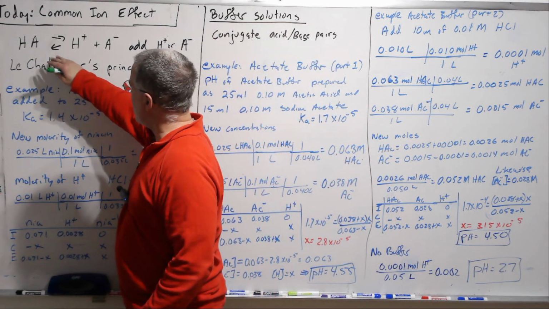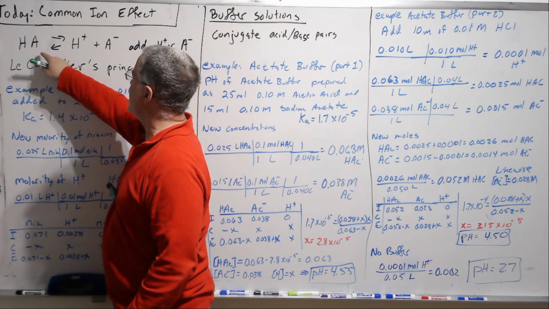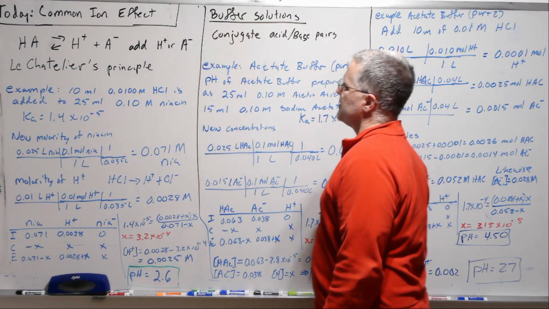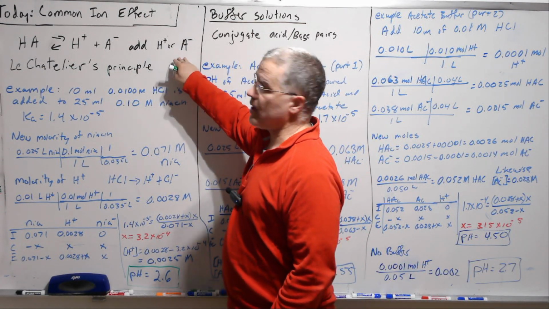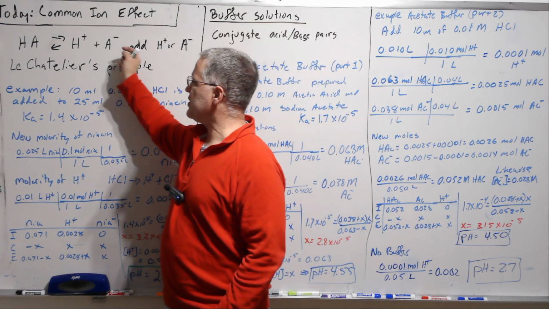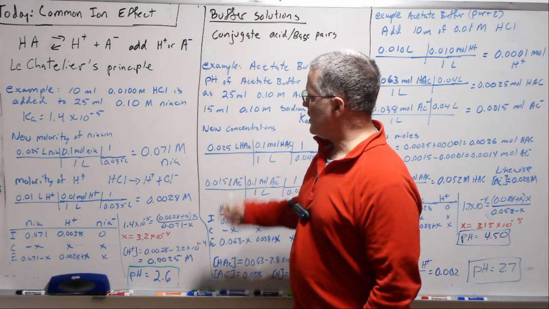So let's say we have a reaction, and this could really be any reaction, but we'll stick with acid reactions here. So we have an acid dissociation reaction. HA goes to H plus A minus. And now we're going to add H plus or A minus. Doesn't matter. In our examples, we'll add H plus. Then by Le Chatelier's principle, we should send our reaction back the other way. So let's work through some examples.